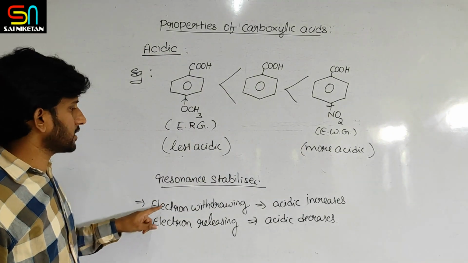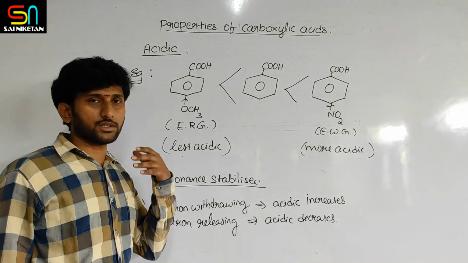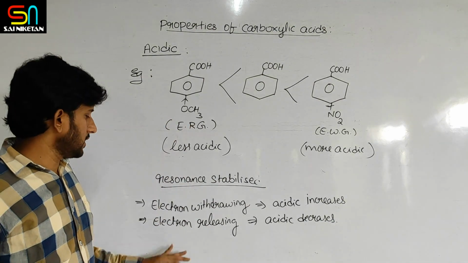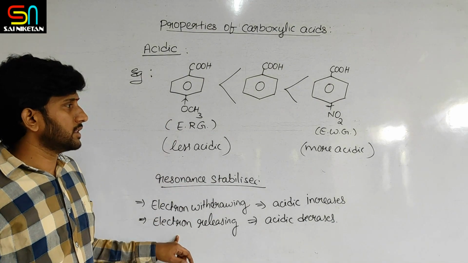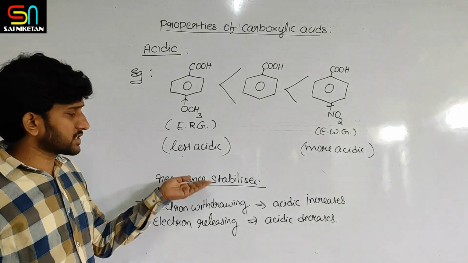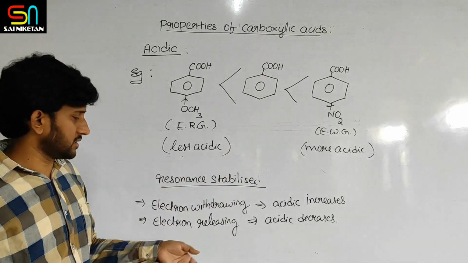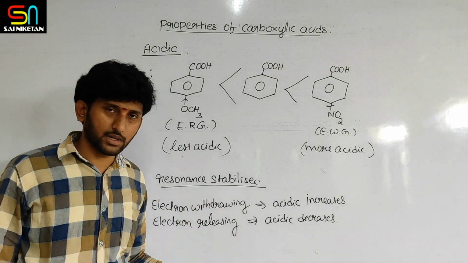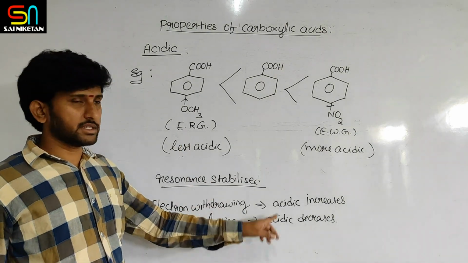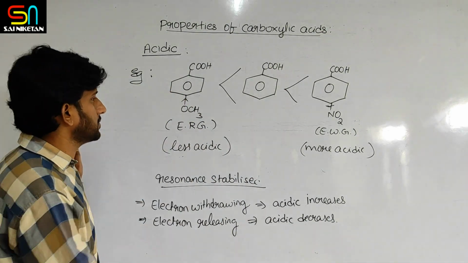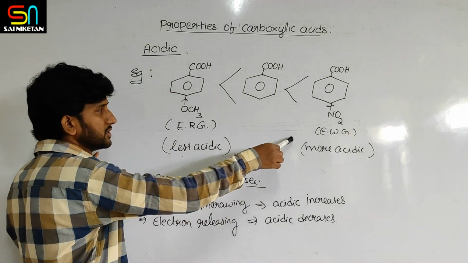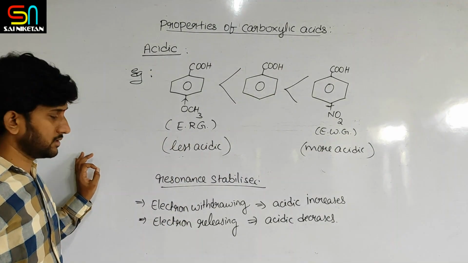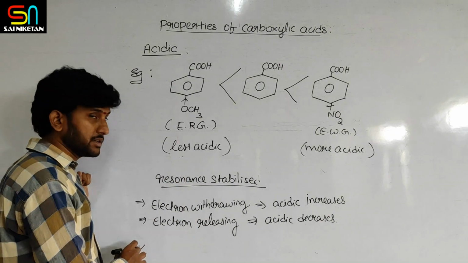So if electron withdrawing groups are there, they increase the stability of the carboxylate ion, and acidic nature increases. If electron releasing groups are there, they decrease the stability of the carboxylate ion, due to which acidic nature also decreases. Example, paranitro benzoic acid is more acidic than paramethoxy benzoic acid. Okay, still more examples will continue in the next class.